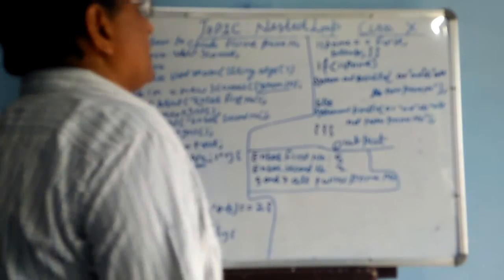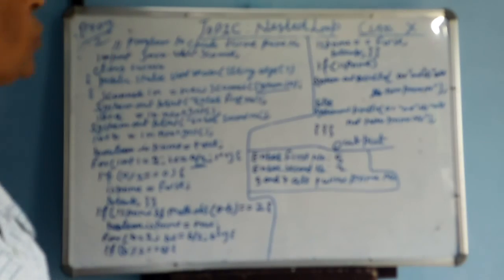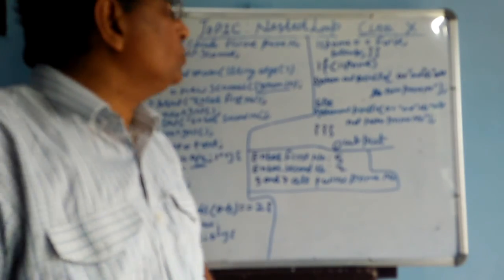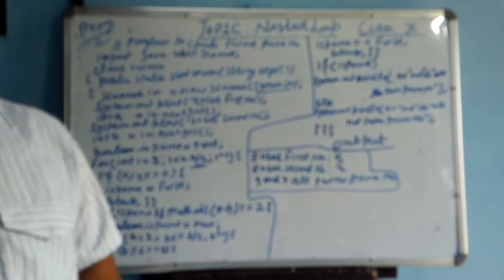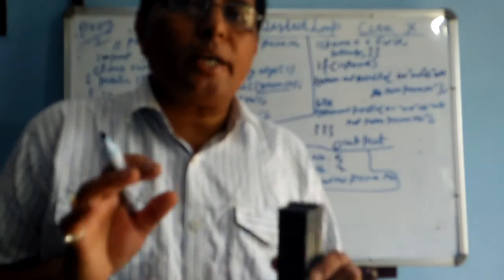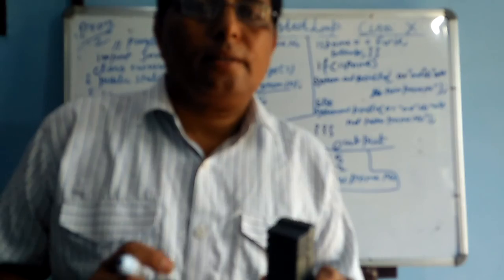I think you understand well how we can make the program for the twin prime number by using the nested loop. Okay, all the students understand well. Okay, thank you.